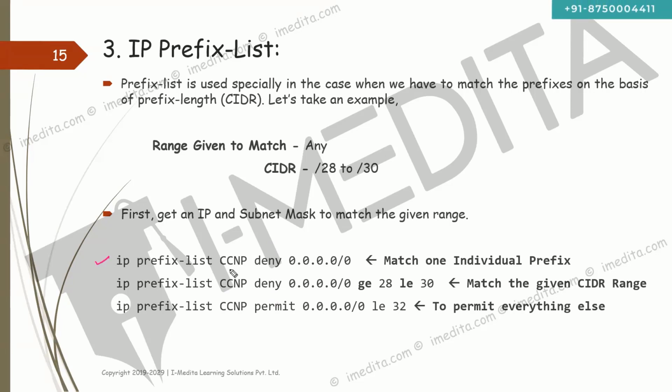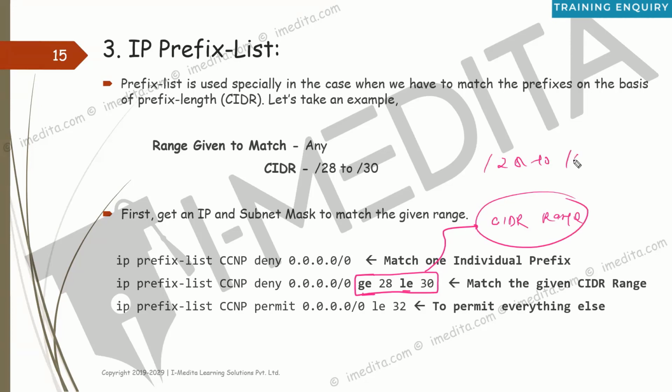So IP prefix list, name of the prefix list, then either permit or deny. Then here you need to write down the prefixes that you want to permit or deny. Remember that prefix list uses a concept of less than equal to, greater than equal to to specify the CIDR range. Like, if I want to block the prefixes from this CIDR to this CIDR, that can be defined with the greater than equal to or less than equal to symbol.